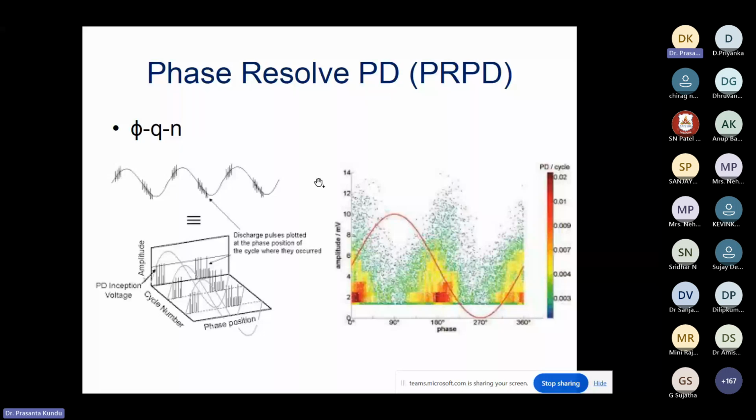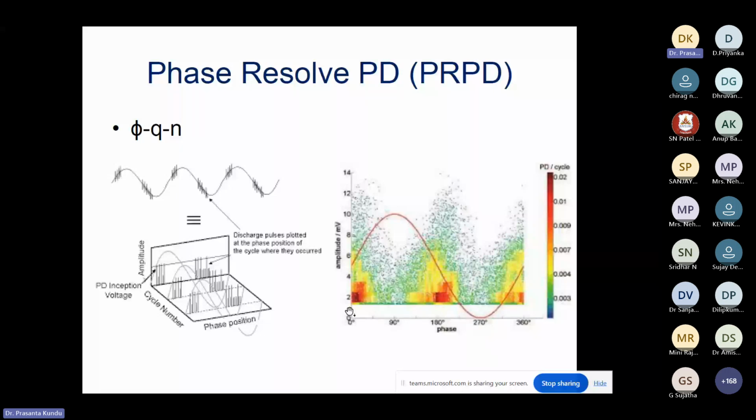It may be for 1 minute, 10 minutes, or depending on the situation. So there are many cycles in those cases. Now, PD will not occur at the same phi. Phi means the phase angle. If you check this diagram, that phase angle will have a range of 0 to 360 degrees, 0 to 2 pi.